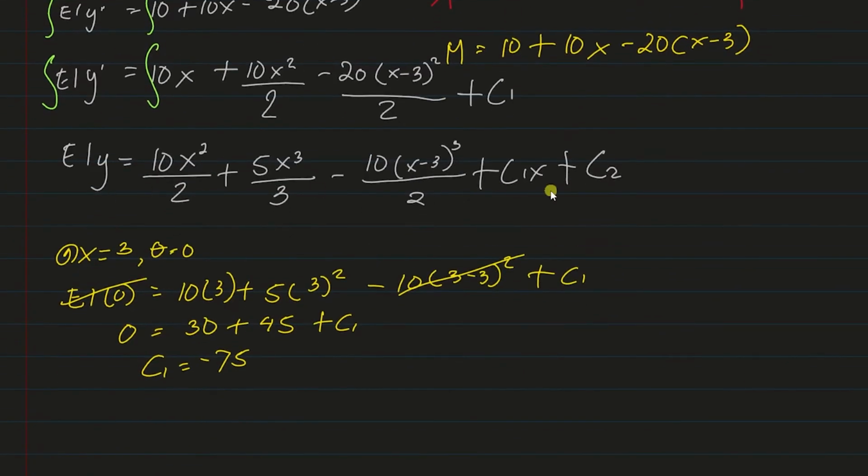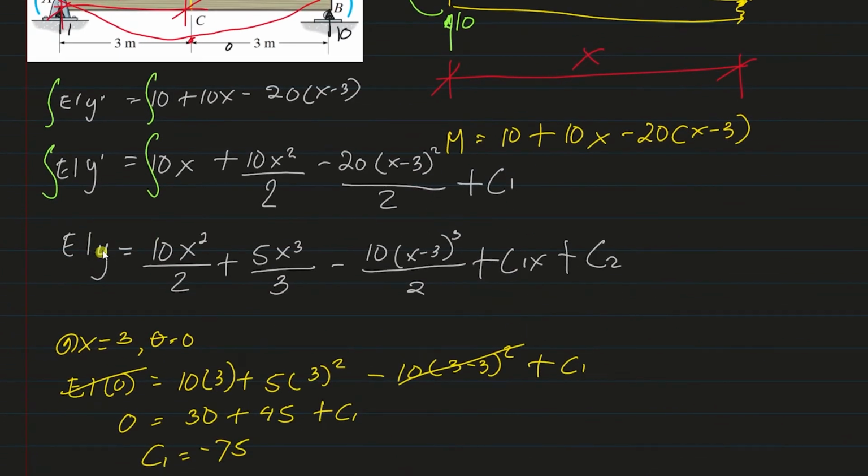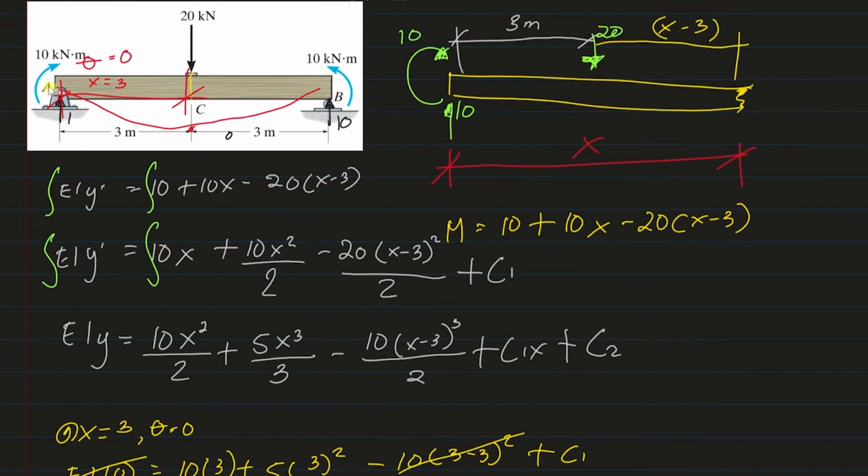Now, let's proceed to C2. We need to solve for C2, and again, we use boundary conditions. The equation we have now is the deflection equation, in terms of y, or deflection. So, in our beam, what do we know about the deflection? Is there a portion where we already know the deflection? Well, yes, of course.